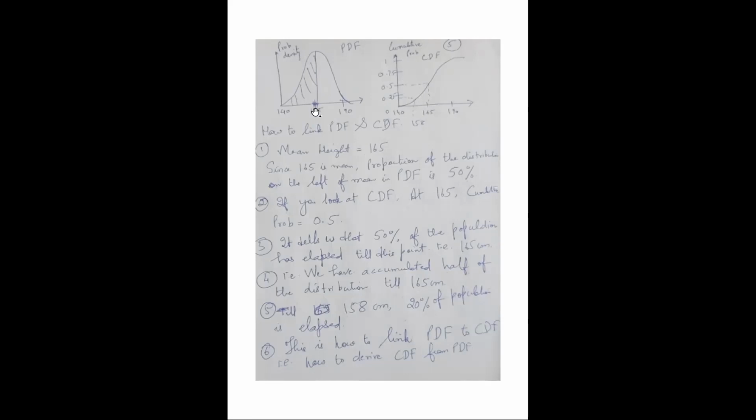In the same way, 165 is the peak, and the area to the left of the mean gives me the 50% of the population that has elapsed. The point is that you have to understand the meaning of the probability density function and the cumulative distribution function. They both provide information, and both can be used to analyze the important information content present. So this is how we can link PDF to CDF, how to derive CDF from PDF.